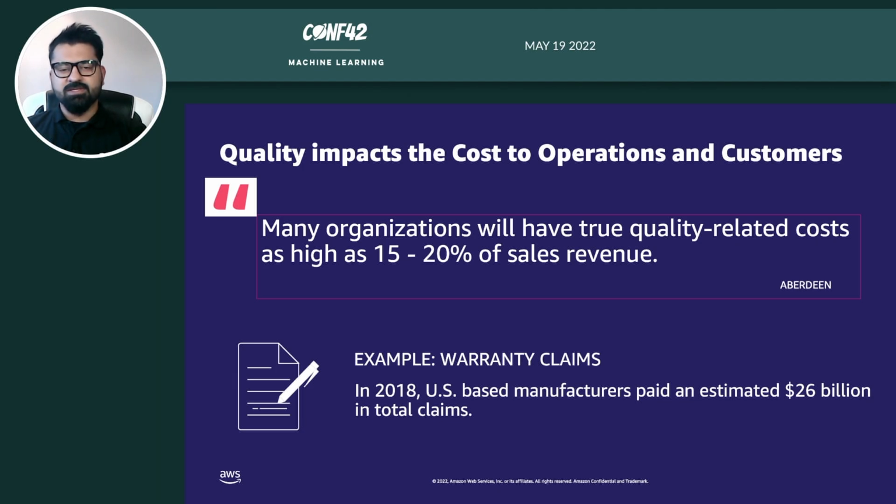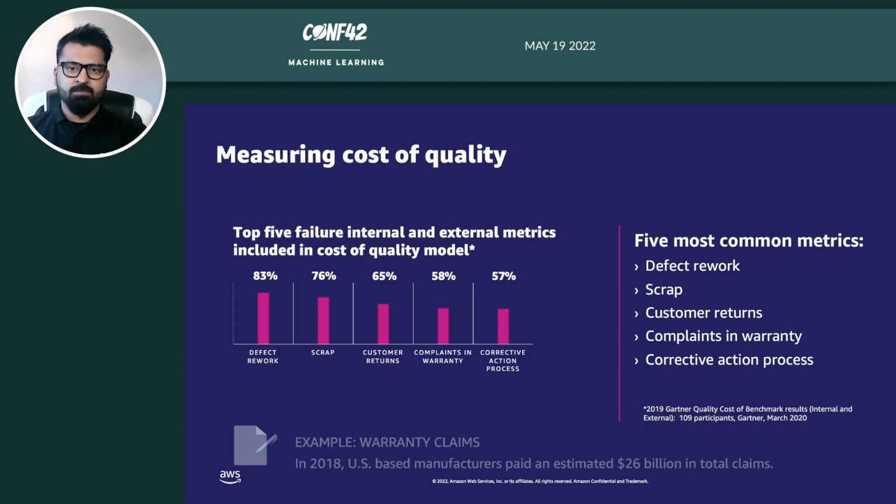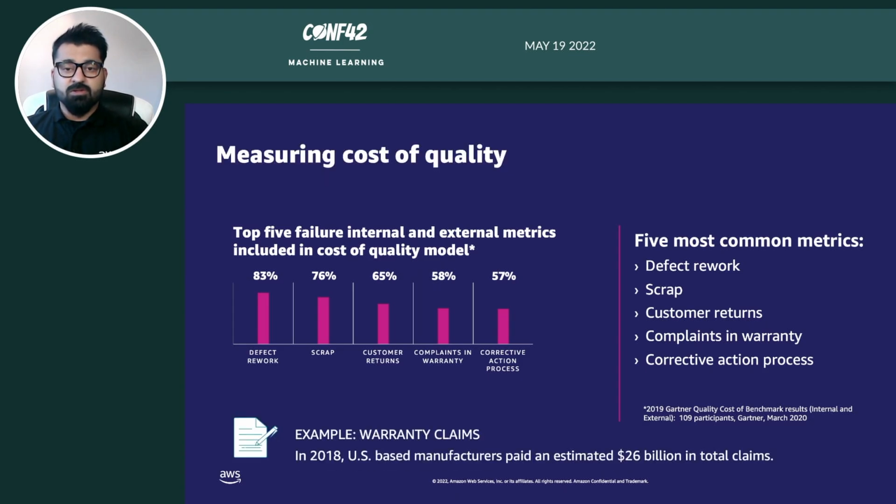So what sort of factors and metrics contribute to these costs? Some of the top metrics include defect rework, scrapping, customer returns, complaints and warranty, and corrective action processes. To give you a reference point, in 2018, US-based manufacturers are estimated to spend about $26 billion in total claims. So managing quality is a very important challenge to solve.